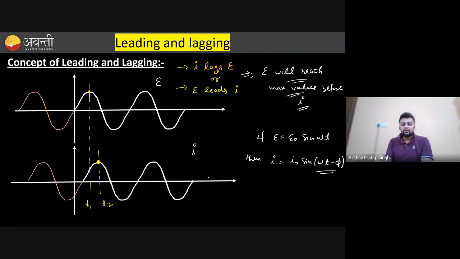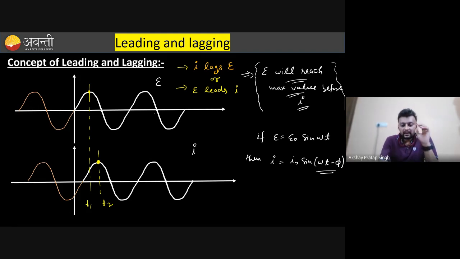Another punchline: can you see that the graph is shifted towards the right? The ultimate thing that you should remember is that the quantity which reaches the maximum value first is the one that leads. This 90-degree concept, or whatever the angle is, depends on the circuit and on various things, but generally I am taking it as phi. It may be 90, it may be pi by 2, pi by 4, whatever angle it may be.